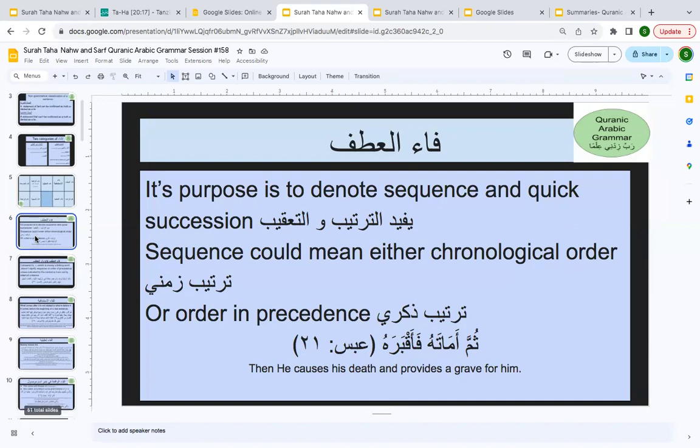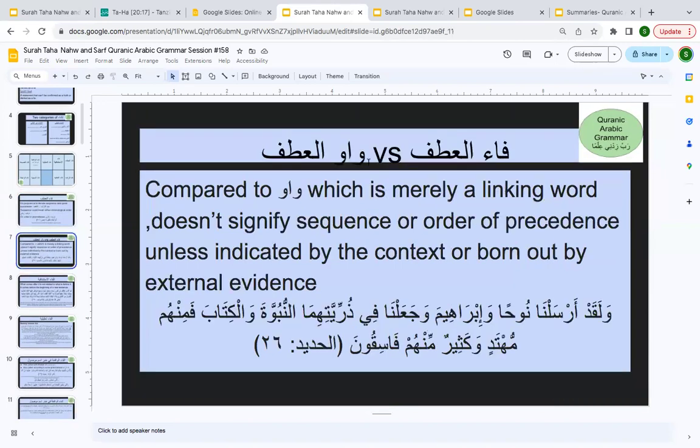Okay? When you compare fa atf with waw atf, which is the most common atf that we have seen in the Quran, waw is merely a linking word. It does not signify the sequence or the order of precedence unless indicated by the context or borne out by external evidence. What does it mean? Very heavy English, but I will try to make it simple.